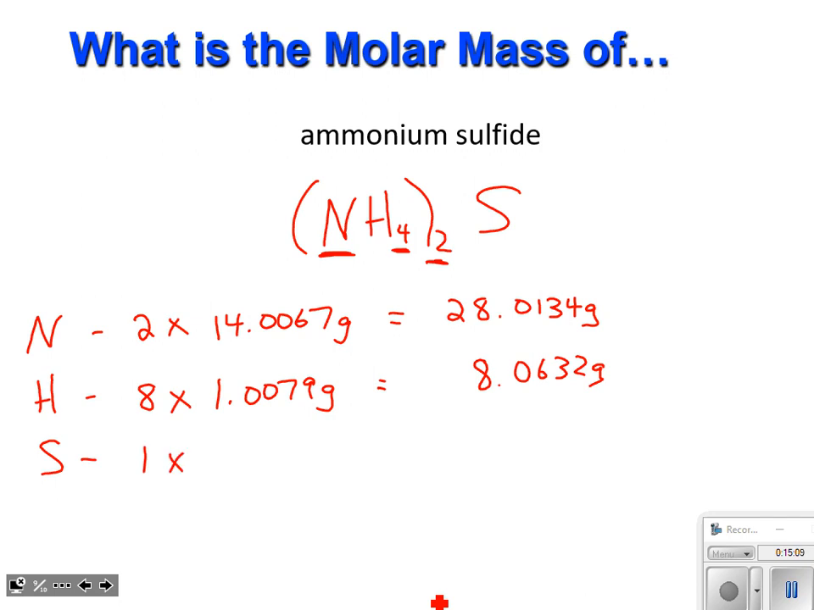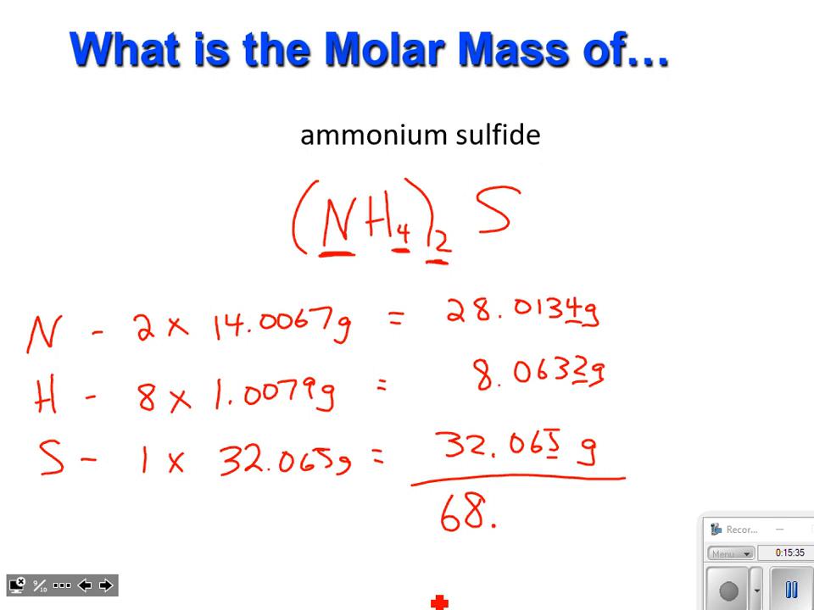Each sulfur is 32.065 grams. I'm going to make sure that my answer has 3 past the decimal point for my sig figs, and that's going to give me 68.142 grams. So 1 mole of ammonium sulfide weighs 68.142 grams.